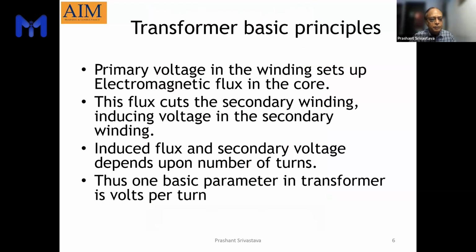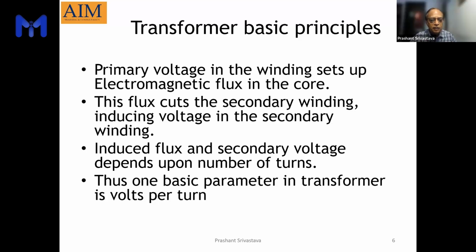The basic principle is that primary voltage in the winding sets up electromagnetic flux in the core. Primary could be on the low voltage side, or on the high voltage side. So any winding can be primary, except that we call primary the winding on which the supply is provided, and the other winding is the secondary winding. Sometimes there is a tertiary winding also, so that there can be one primary and two secondary. So one of the secondary becomes a tertiary winding.